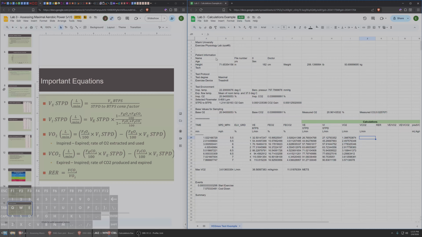All right, so from here, VCO2 equals, we're going to do expired minus inspired. So expired divided by 100 multiplied by VE. Again, those are our expired minus inspired. Inspired again, this base O2 times VI. And before I hit return or enter, we're going to come up to base O2 dollar sign.